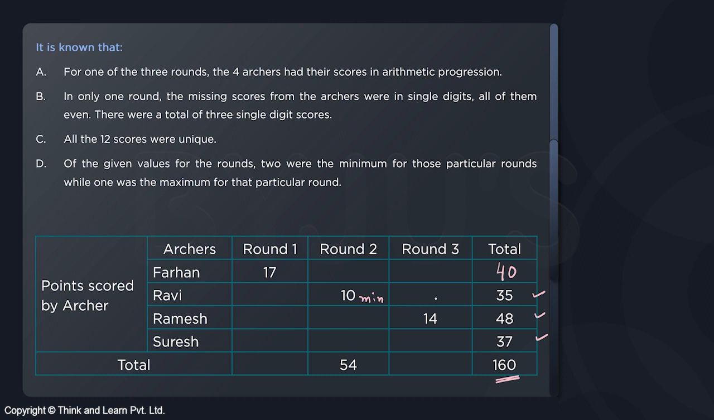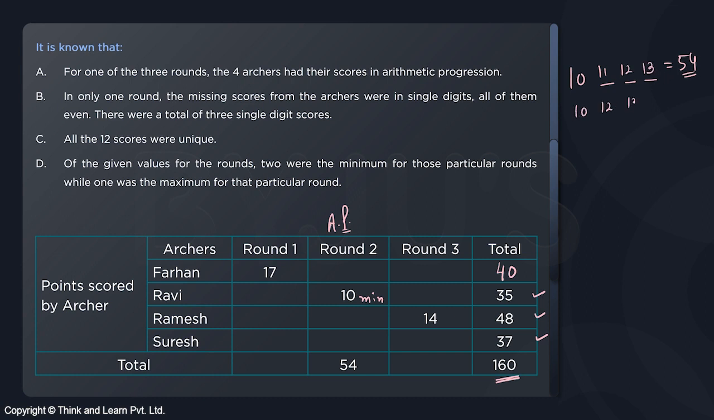But one thing is for sure. When he said that all the scores in one of the rounds are in AP series, that round cannot be round 2, because now I can say that if the minimum term is 10, in whatever order you take the next 3 terms, their sum cannot be equal to 54. Because in AP series, they can be 10, 11, 12, 13, they don't add up to 54.